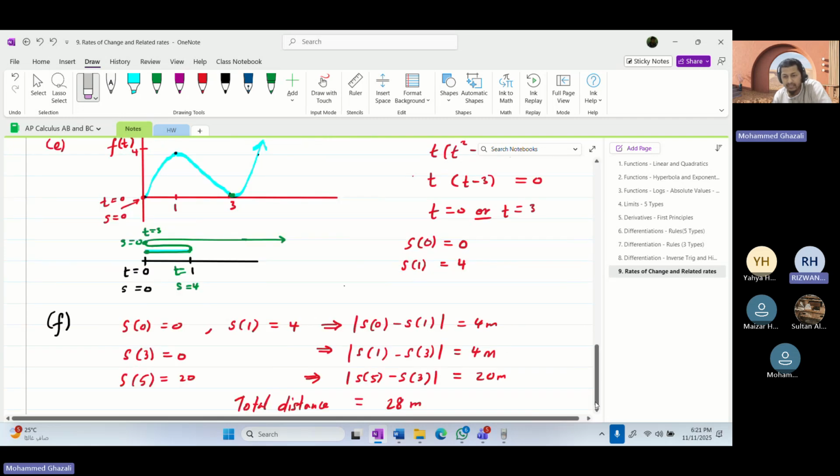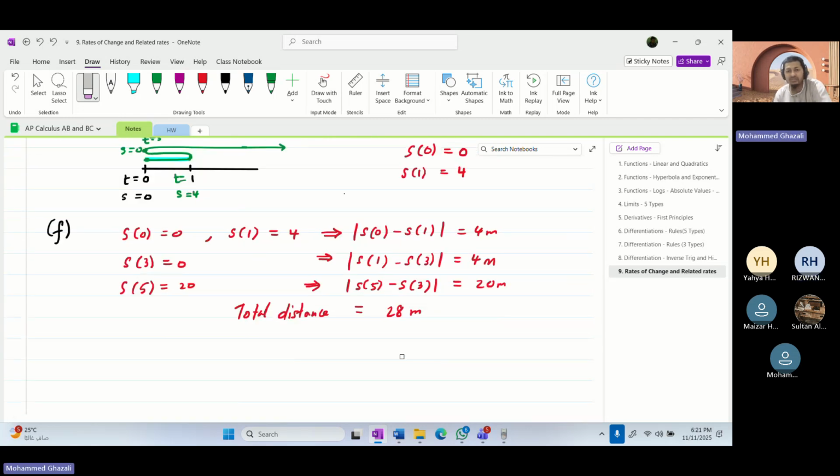Okay, I see. And then we add everything up. It's like your odometer reading, the reading counter on your car. Exactly. Does that make sense? Yes, it does. Excellent, guys.